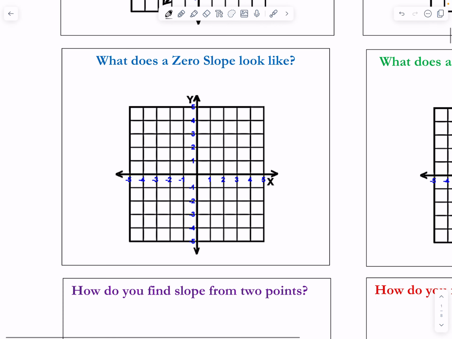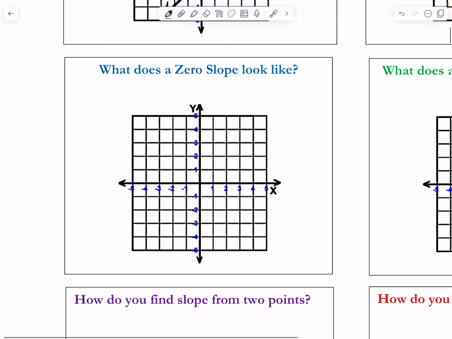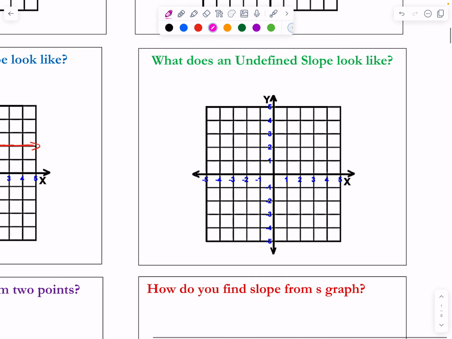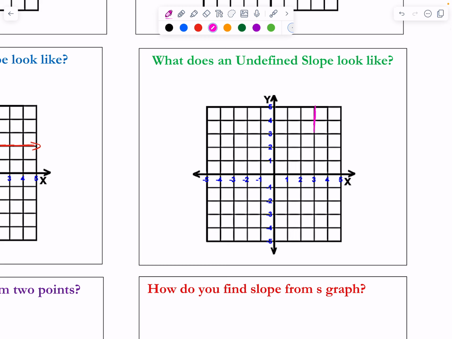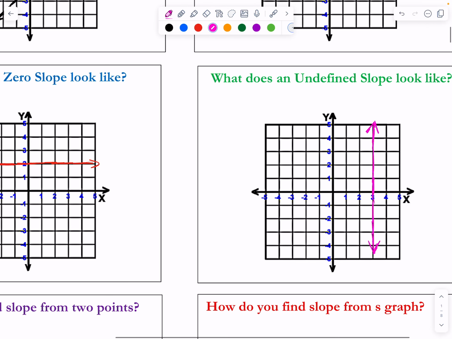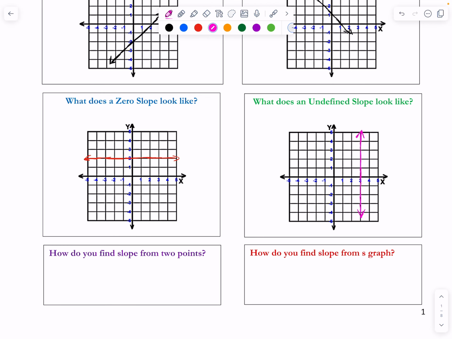Zero slope. This is going to be a horizontal line. Horizontal lines have zero slope. So we'll put a horizontal line here, y equals 2. Whenever you see a horizontal line, that line has zero slope. And vertical lines have undefined slope. So here's x equals 3, and this would be undefined slope. You just want to go ahead and try to memorize that: horizontal lines have zero slope, and vertical lines have undefined slope.